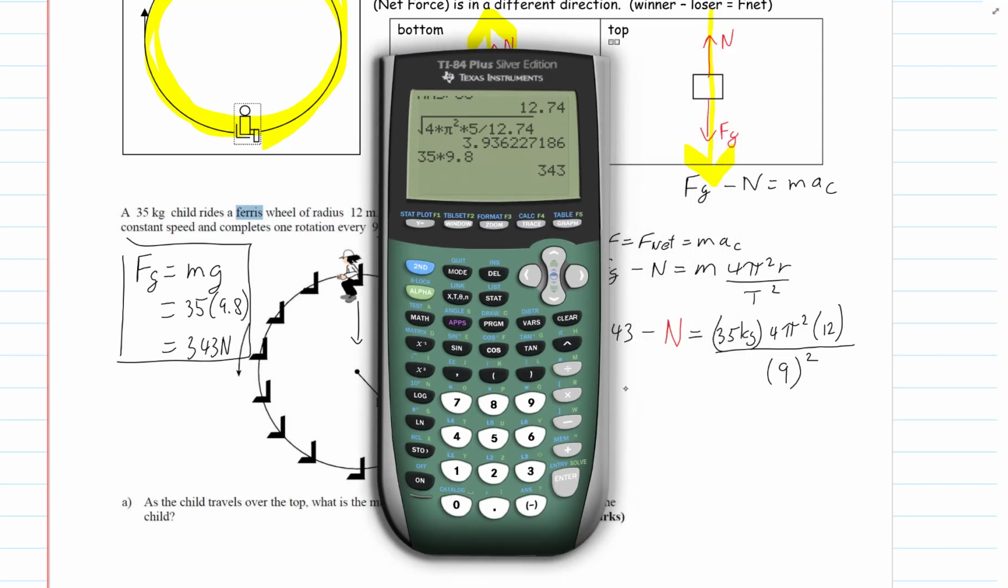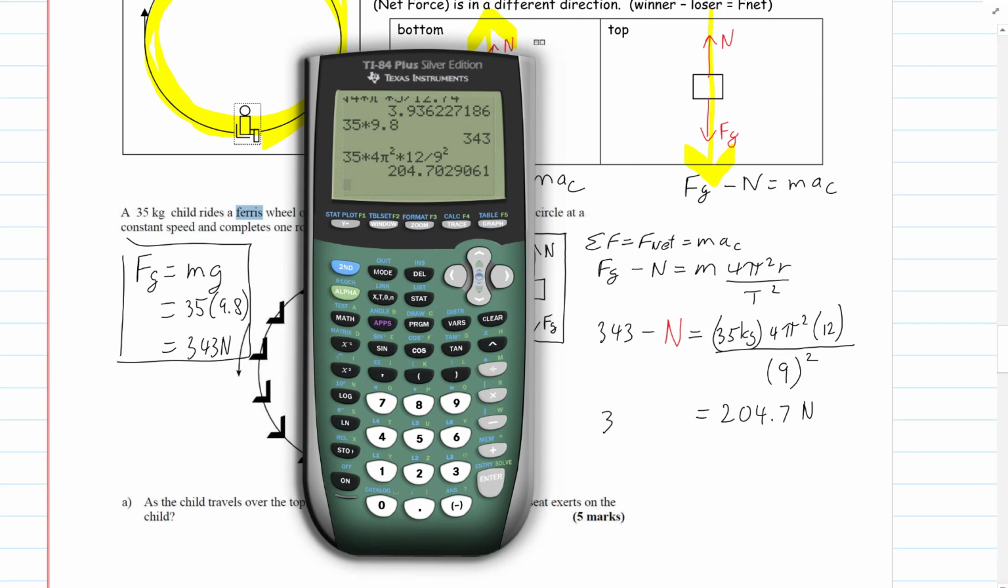So let's calculate what this centripetal acceleration is and the net force, the centripetal force. So 35 times 4 times pi squared times a radius of 12, divided by 9 squared. That's going to equal 204.7 newtons.